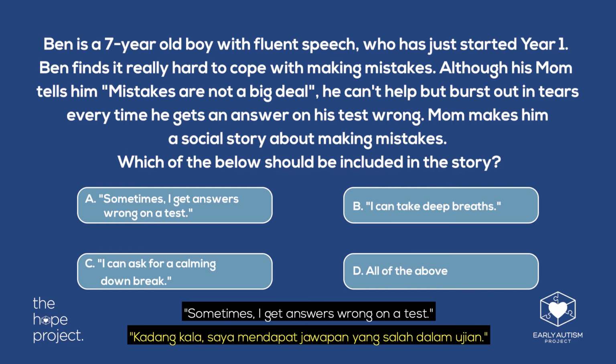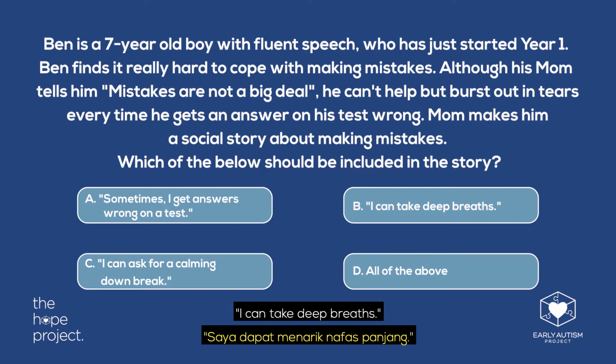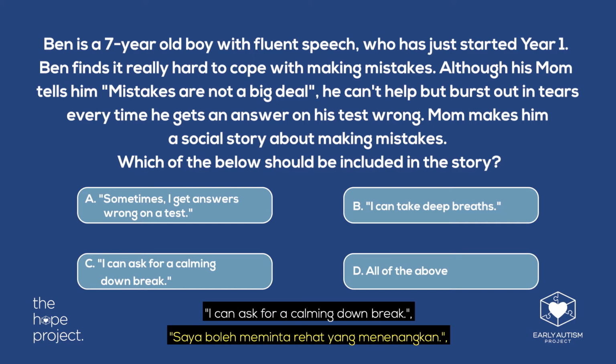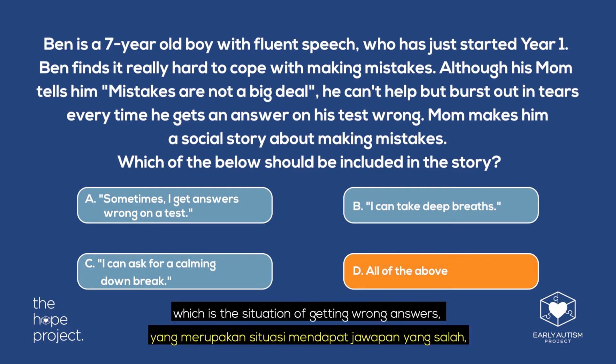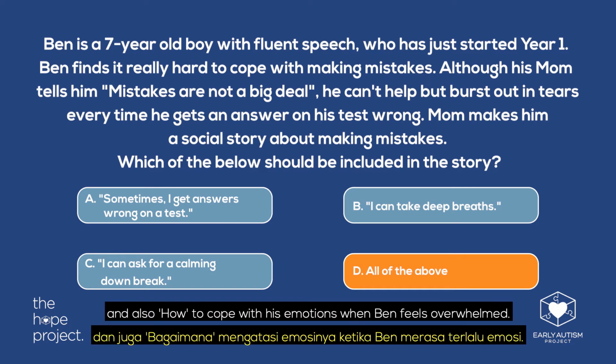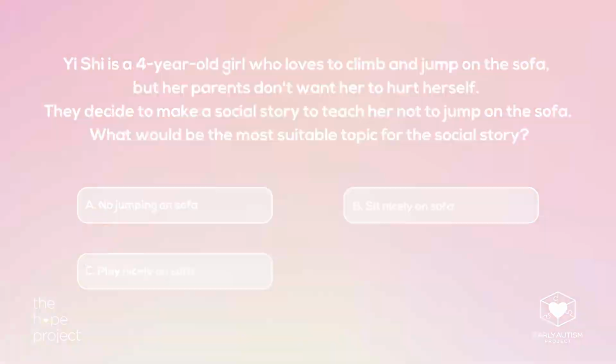Sometimes, I get answers wrong on the test. I can take deep breaths. I can ask for a calming down break. Or all of the above. If you answered D, all of the above, you're right. Mom should set up the what, which is the situation of getting wrong answers, and also how to cope with his emotions when Ben feels overwhelmed.